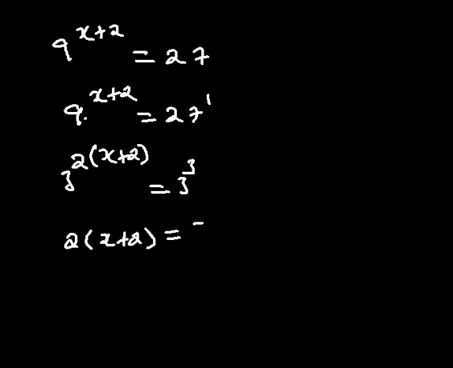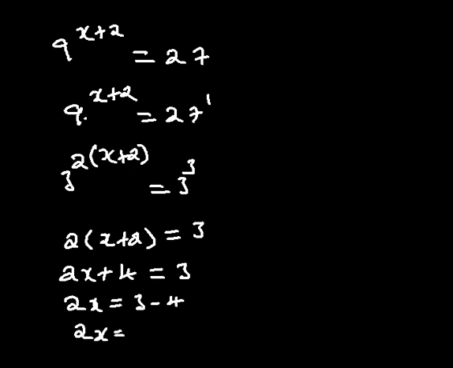We distribute the 2 and have 2x plus 4 equal to 3. Then 2x equals 3 minus 4, that is 2x equals negative 1, and x is negative half. So that is the solution.